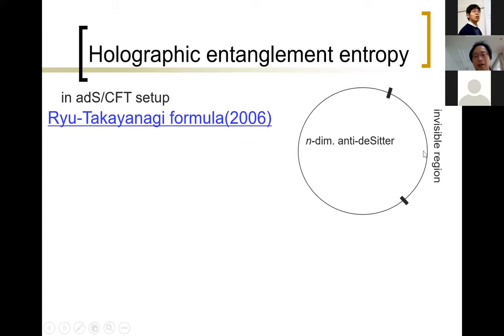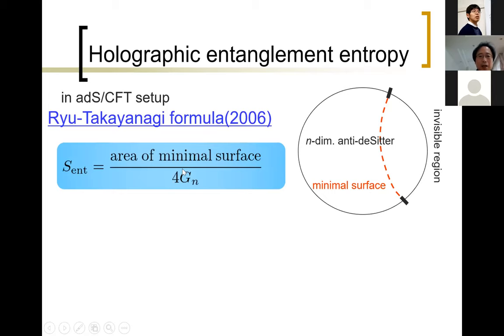Then we consider this part to be an invisible region. So the setup is something like a black hole. You may regard this as the inside of the black hole. Anyway, in this setup one may be interested in the entanglement entropy on the boundary. To compute entanglement entropy, they proposed a formula. In the formula, we take some minimal surface. The boundary of the minimal surface coincides with this boundary. So entanglement entropy is computed from this one, according to the formula.